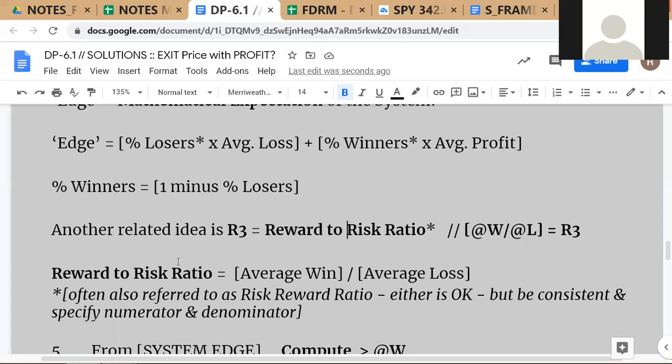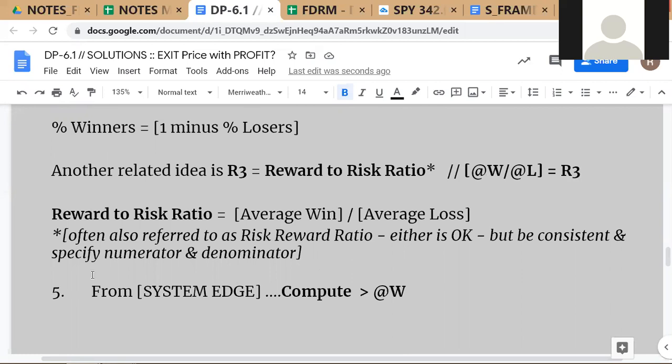You can use any approach, but make sure that you communicate clearly to other people what you're using, and then you have to be consistent. Be consistent and specify. This is what we are saying when you talk about the reward to risk ratio.